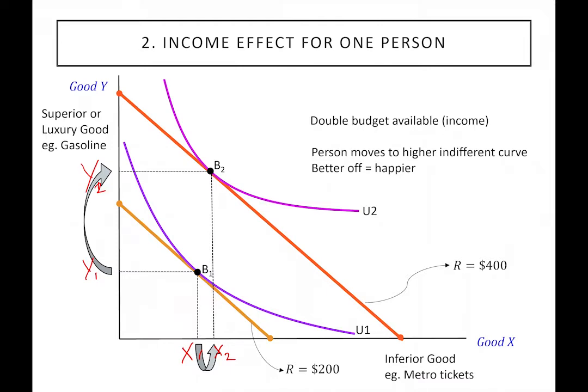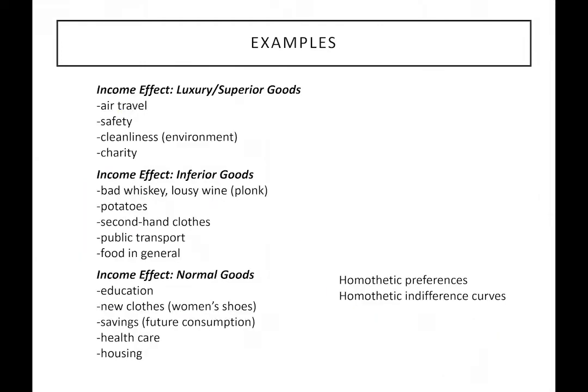The number of metro tickets they purchase may increase, but increase less so. And in fact, in some cases, an inferior good would mean that they purchase less. We're going to look at this in the future, but I wanted to show this to you in terms of an indifference curve. Some examples of this, and again, this is empirical because this may change over time.